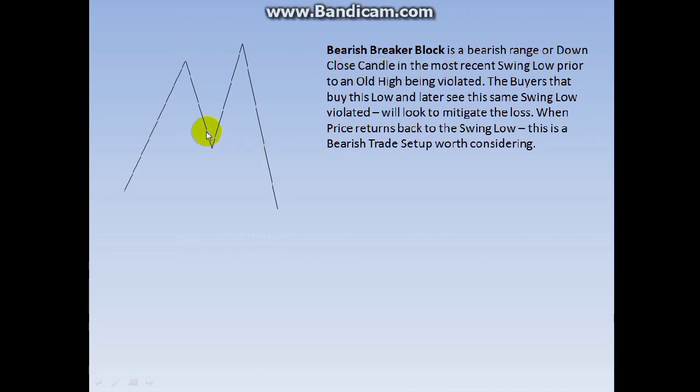In other words, at this very low, the breaker block we are looking for is going to be a down close candle before the run on liquidity. We are going to see that as we go down further. It is the down close candle at the most recent swing low prior to an old high being violated. So from this diagram, what is the most recent swing low prior to this old high being violated? Which is this. So this is our point of focus, right?